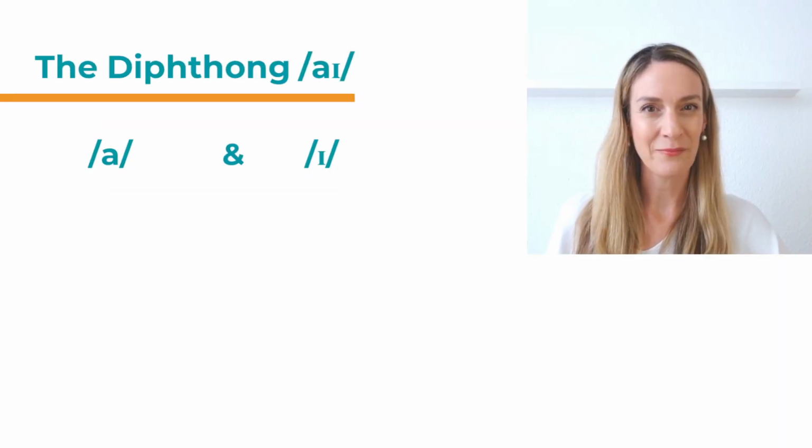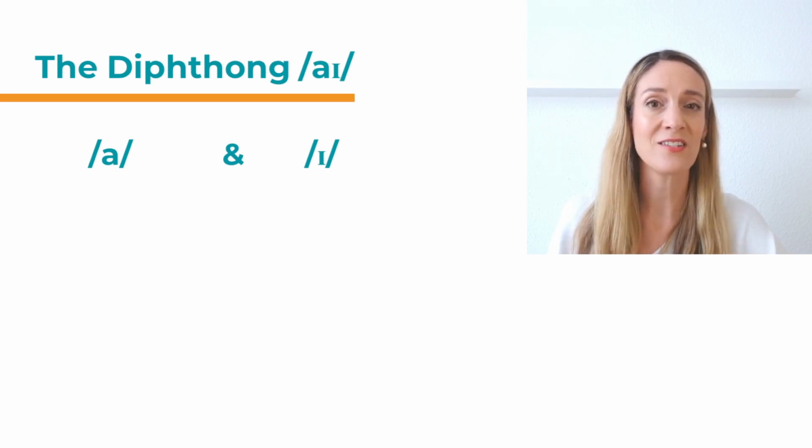Hi everybody! In today's video we want to have a look at another sound of British English. Today's video is dedicated to the diphthong /aɪ/. This is a double vowel sound. That means it's a combination of two individual sounds. We have the vowel sound /ɑ/ and /ɪ/.